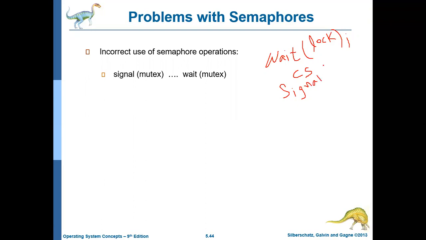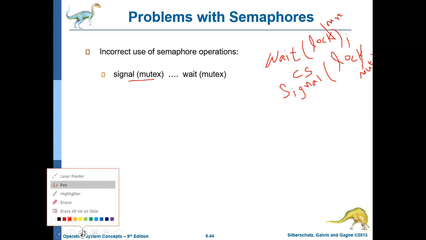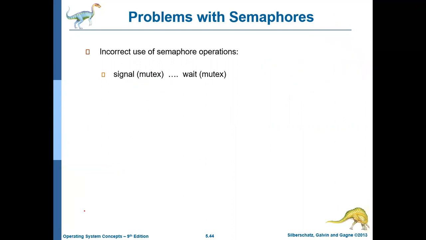But say it is programmed wrongly, in the reverse way. Instead of calling wait first on the lock or mutex, say we call signal first. After calling signal, the process enters the critical section. Now this is one such case where the programmer can make a mistake.